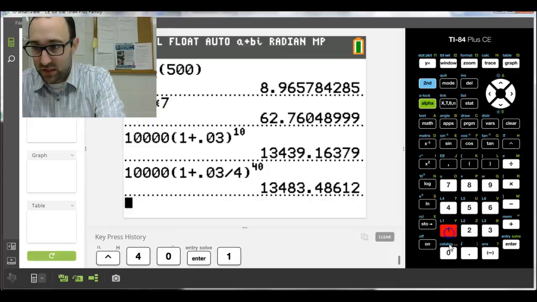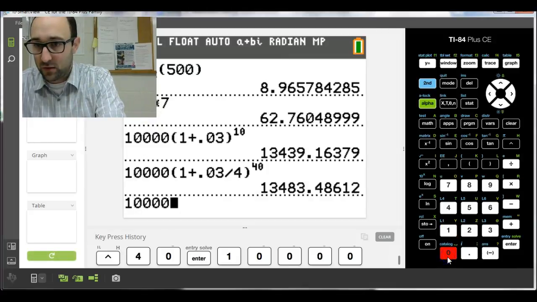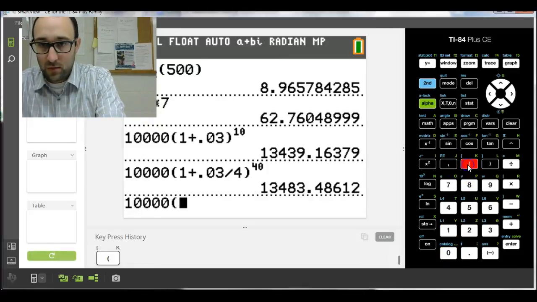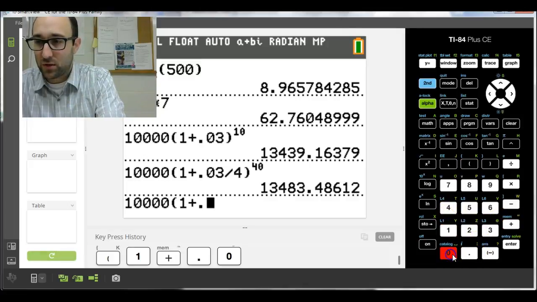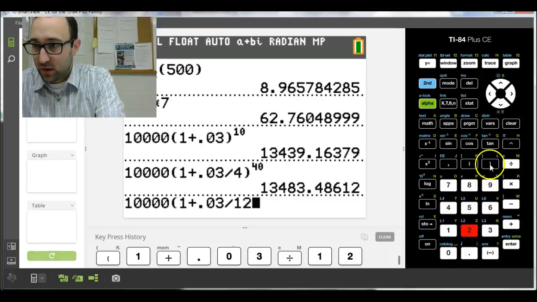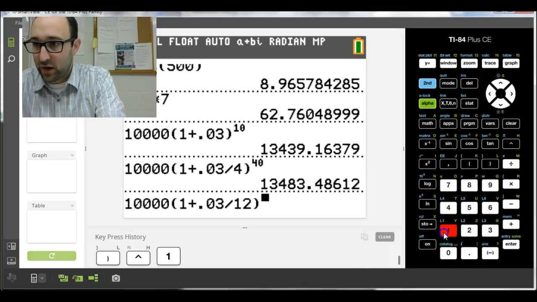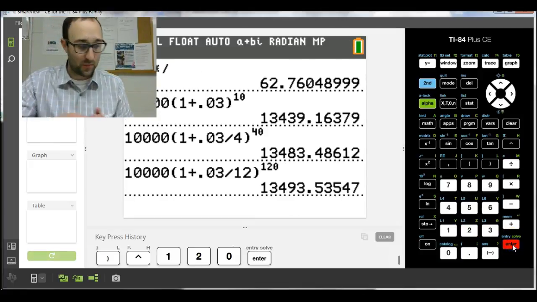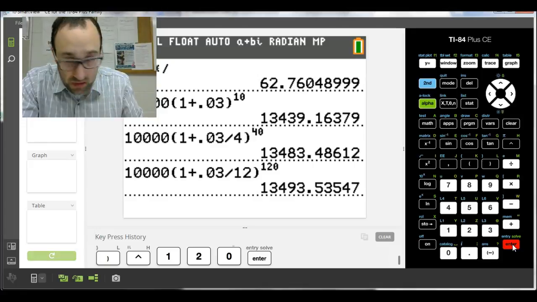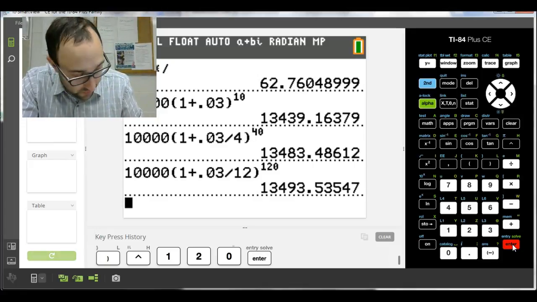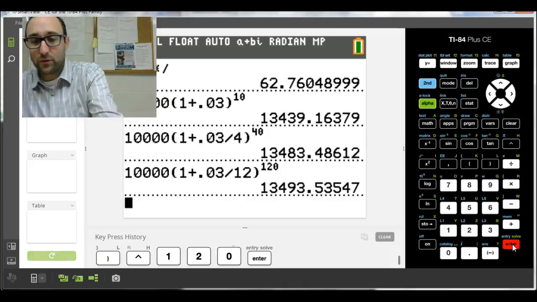And we are going to say 10,123, parentheses, 1 plus 0.03 divided by 12. Close my parentheses, to the 120th power. And we're going to get that to be the amount is going to equal $13,493.54.